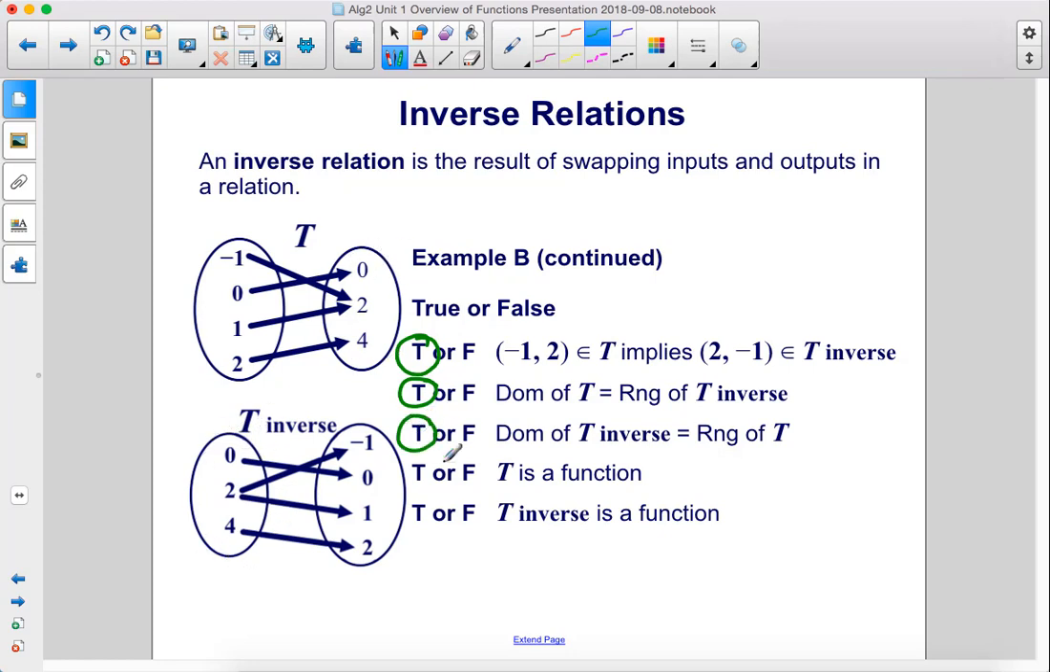That is true. T is a function. Well, each input maps to exactly one output, so that is true. T inverse is a function. This is false because we have one input here that maps to two different outputs, so the inverse is not a function. They were all true except for the last one.